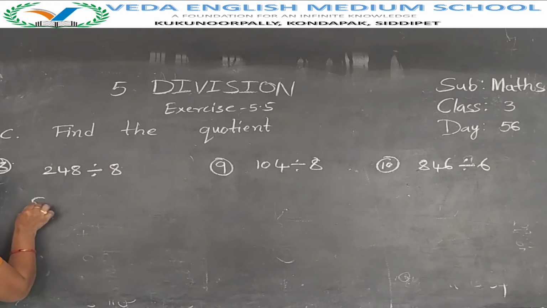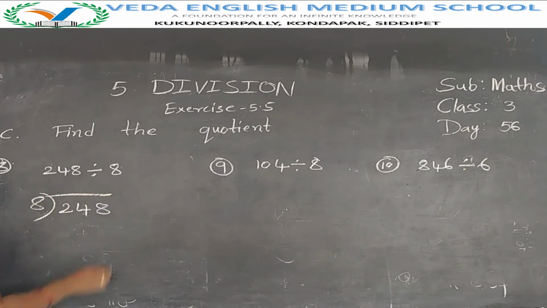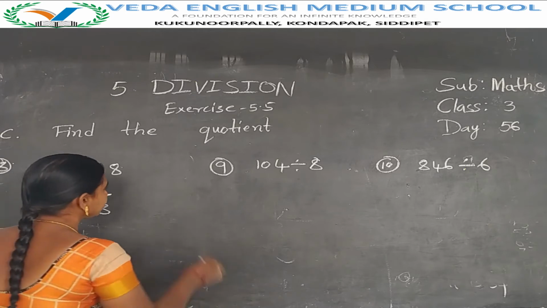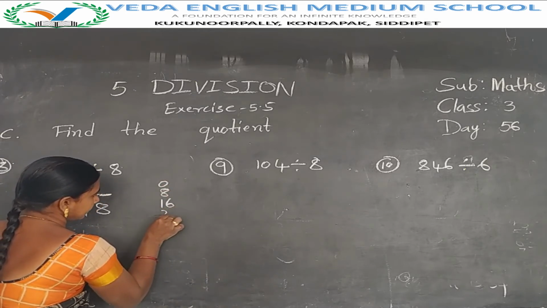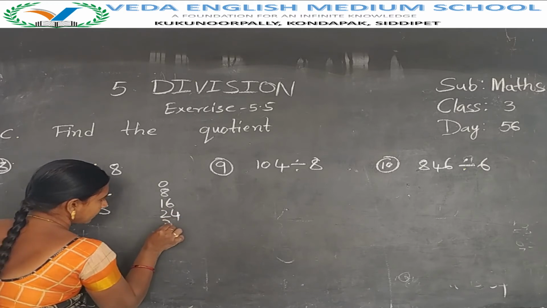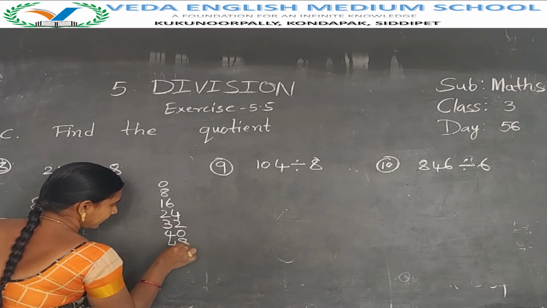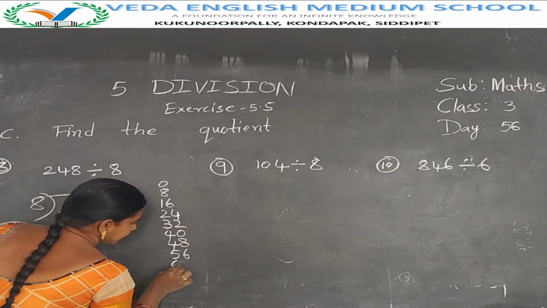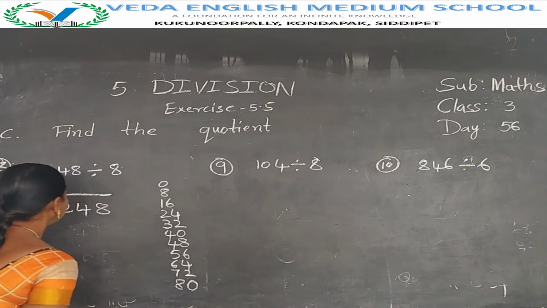Here divisor is the 8. 248, the divisor is the 8. So now write 8 table. 8 0s are 0, 8 1s are 8, 8 2s are 16, 8 3s are 24, 8 4s are 32, 8 5s are 40, 8 6s are 48, 8 7s are 56, 8 8s are 64, 8 9s are 72, 8 10s are 80.